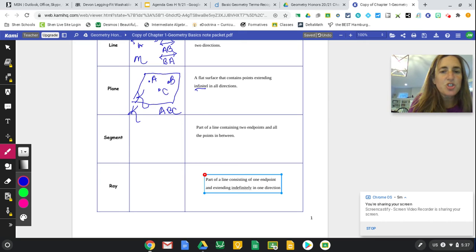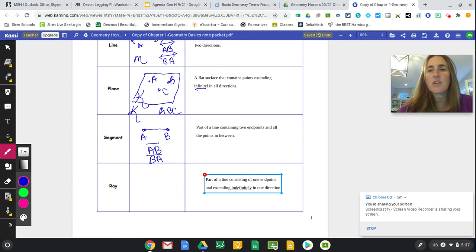This segment has 2 endpoints, and it contains all the endpoints in between. So instead of putting the arrows on the ends of it, now you have 2 endpoints. That's how you know it's a segment. It's only part of an actual line. So AB would have the segment bar above the top, or you could say it as BA with the segment bar. Again, remember that order doesn't actually matter.